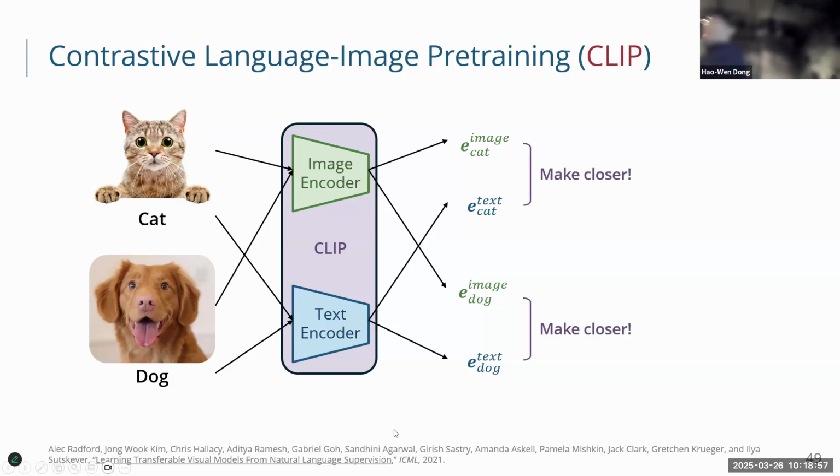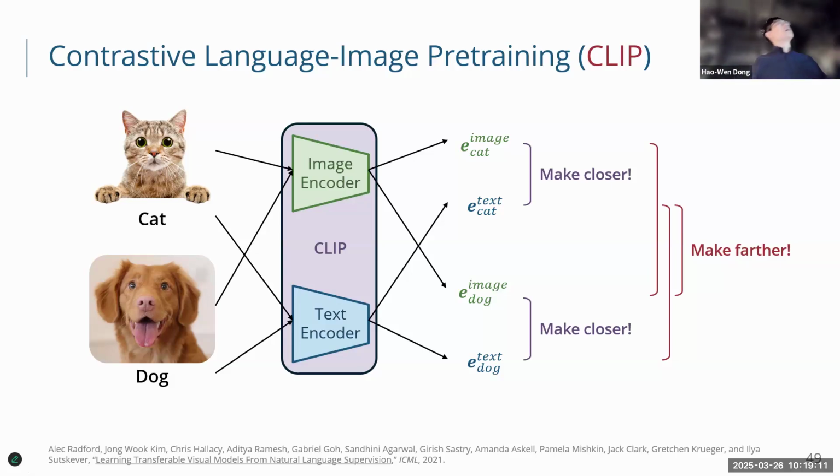So the idea is that we want to make these things close. The image goes through this encoder, and it will get something closer to DOG going through this text encoder. That's the key point. But at the same time, we want to make everything else further away. So we don't want the image of a cat and the image of a dog to be thrown into the same space. We want them to be further apart. And that's where the name contrastive comes from.